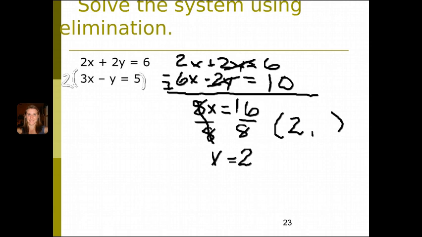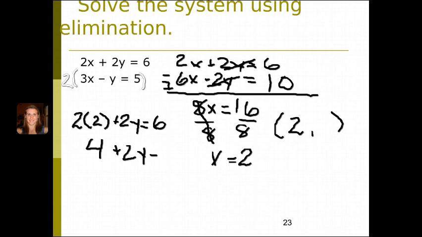I'm going to plug x in for the top one. So we have 2 times 2 plus 2y equals 6. This equation only has one variable, which is y, so we can solve and get a value for y. 2 times 2 gives us 4. We're going to bring down our 2y equals 6.